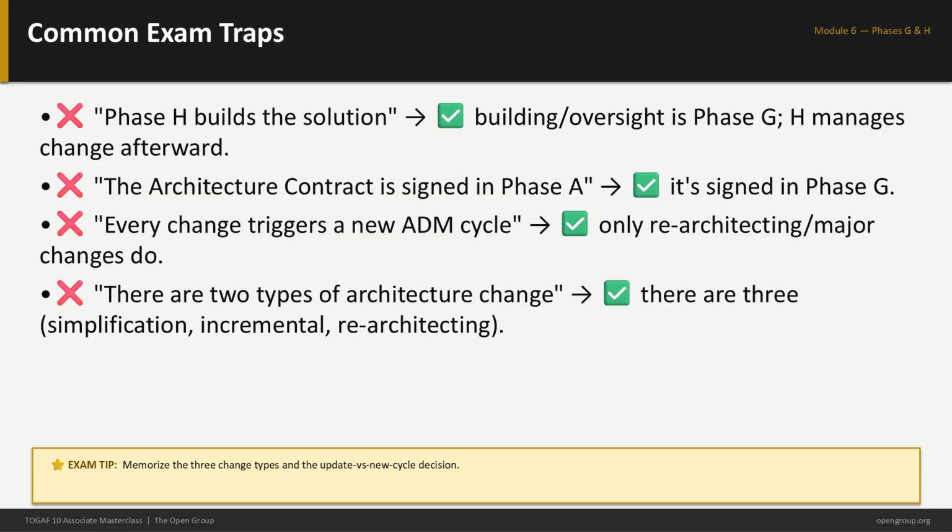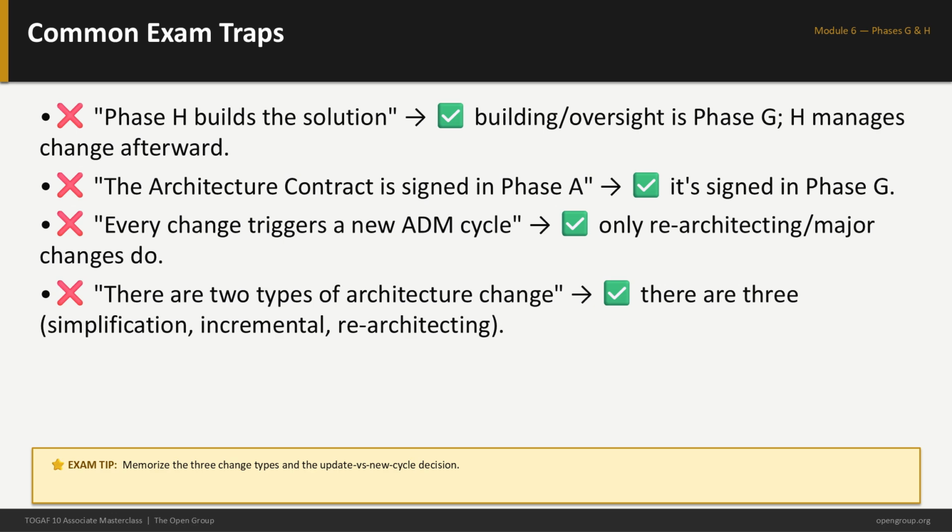Let's defuse this module's traps. 1. Phase H builds the solution. No, building and oversight are phase G, H manages change afterward. 2. The architecture contract is signed in phase A. No, it's signed in phase G. 3. Every change triggers a new ADM cycle. No, only re-architecting or major changes do, smaller ones are handled as updates.